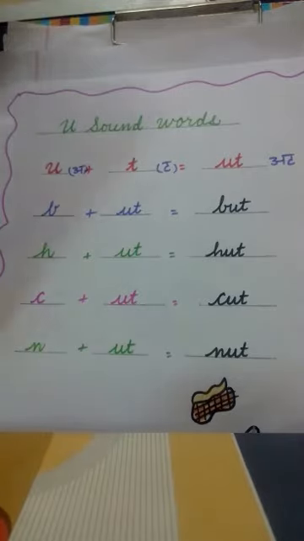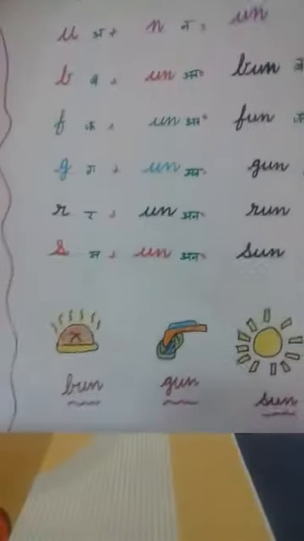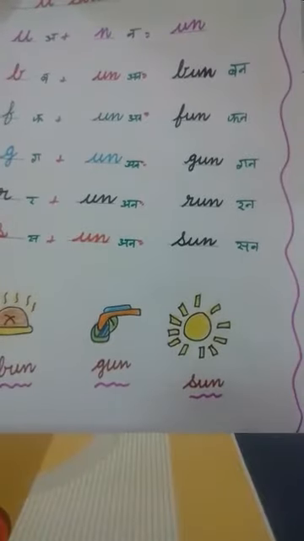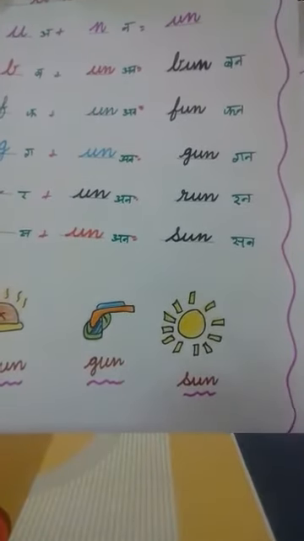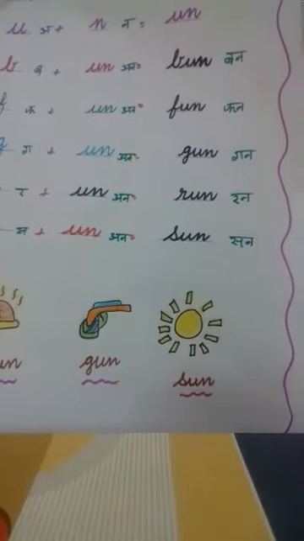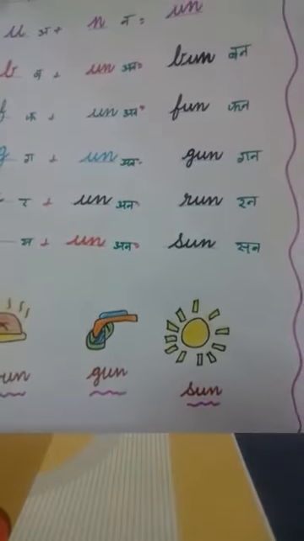And you have learned also in the previous class the un sound words. Yes or no? Ba and bun, fa and fun, ga and gun, ra and run, sa and sun.